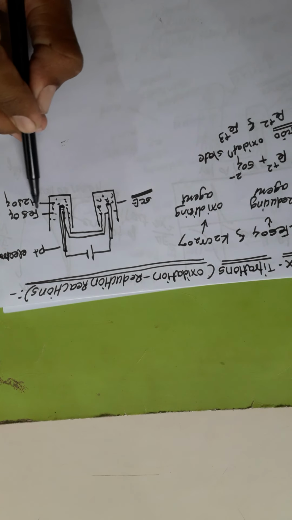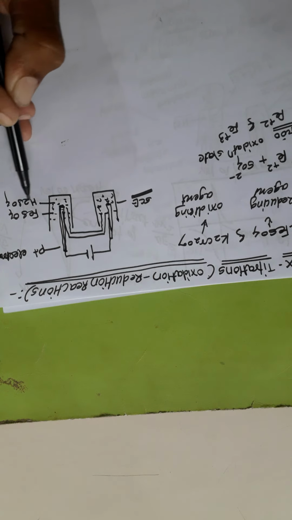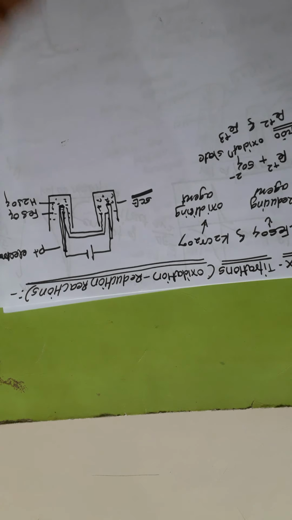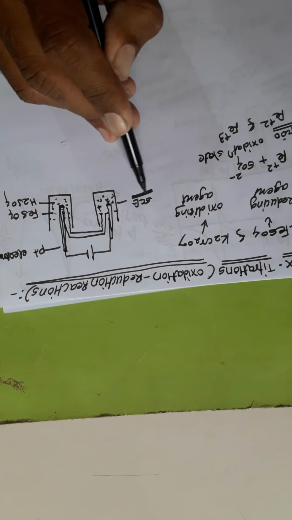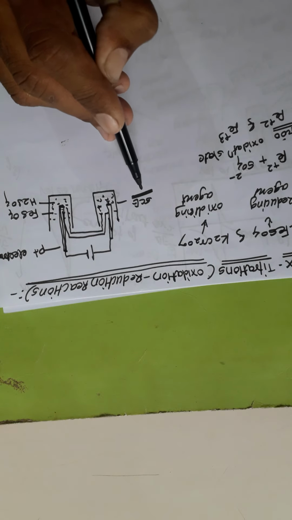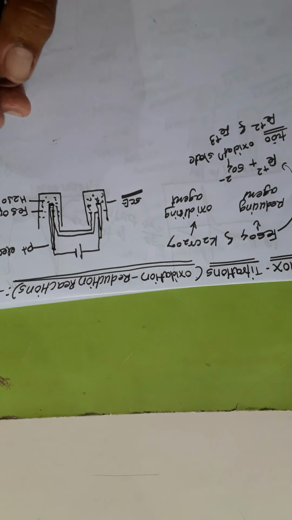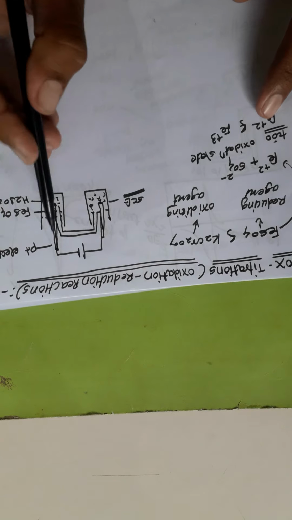Take a 100 ml beaker, take FeSO4 solution and some amount of H2SO4 solution. Both solutions are stirred, and the platinum electrode is dipped in this solution and coupled with another electrode, the saturated calomel electrode, also called the reference electrode. Both cells are connected with a salt bridge. This is the experimental procedure.